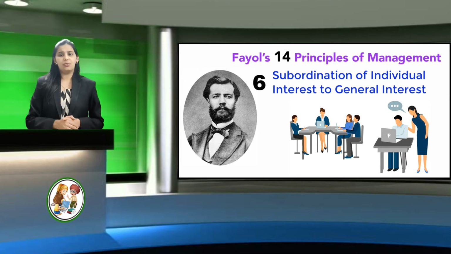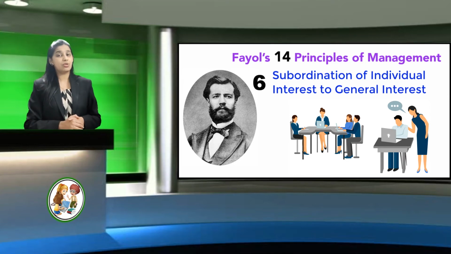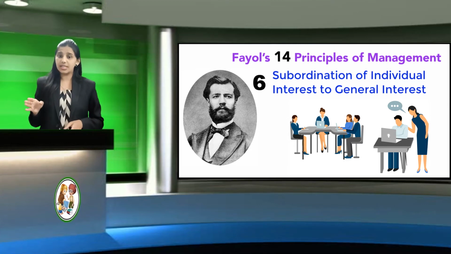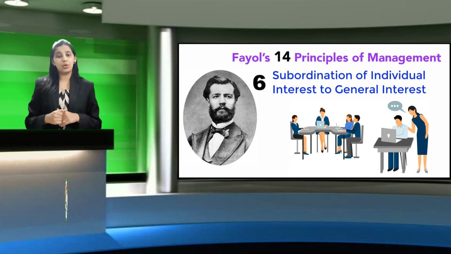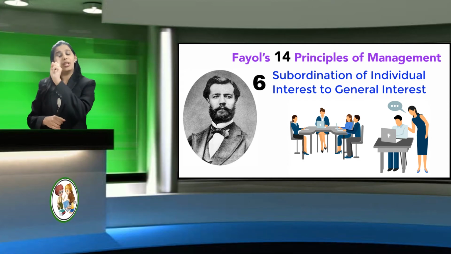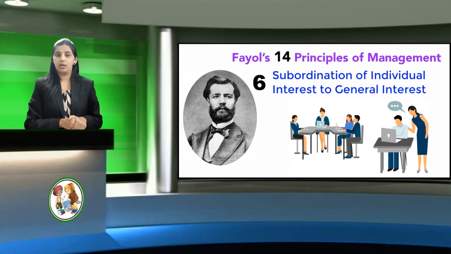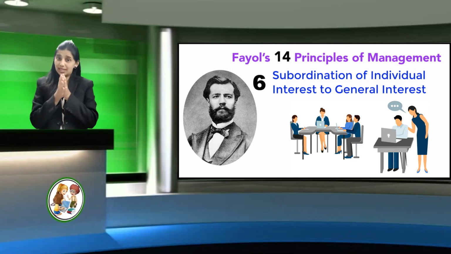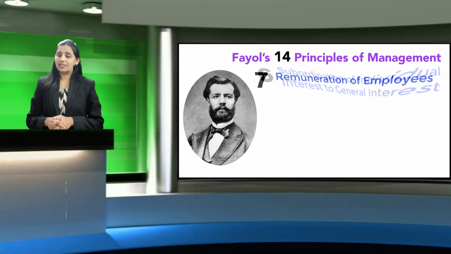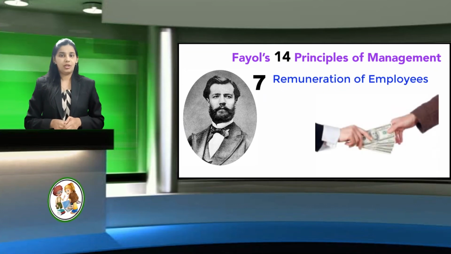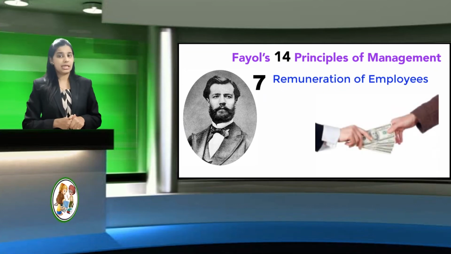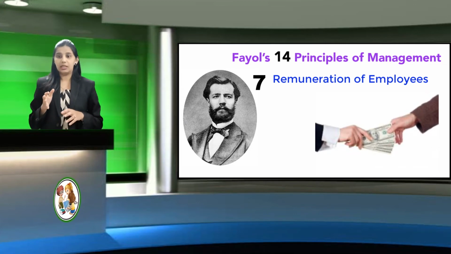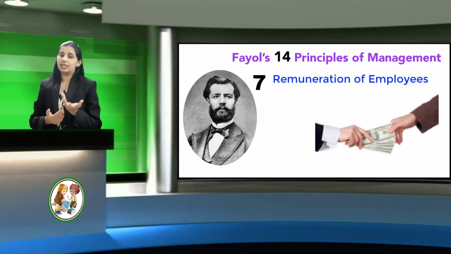The sixth principle is subordination of individual interest to general interest. The interest of an organization must supersede the interest of individuals or employees. Organizational goals must not be sacrificed because individuals will be able to achieve their objectives only when the organization prospers. When the interests differ, it is the function of management to reconcile them. The seventh is the remuneration of employees. Employees in the organization must get fair and adequate pay. Only when employees are satisfied with the pay will they be motivated to work efficiently in the organization.